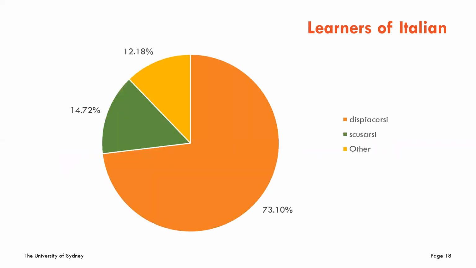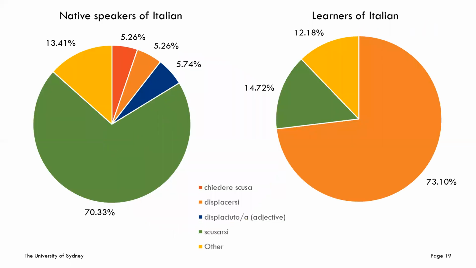When we look at the learners of Italian, it becomes a very different story. Just over 70% of the learners of Italian's IFIDs were dispiacersi. Scusarsi is used in just under 15% of cases. So really here we see something quite different, a real reliance on dispiacersi as opposed to scusarsi. So there's a real contrast between these two groups here.